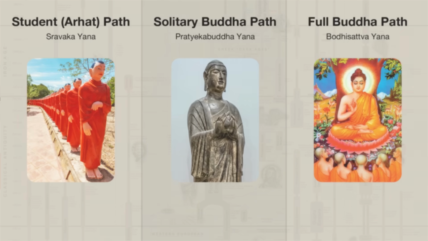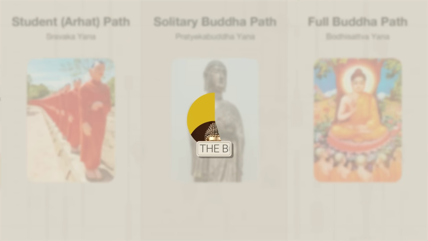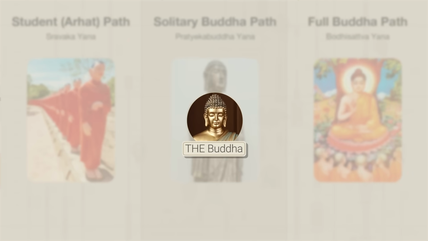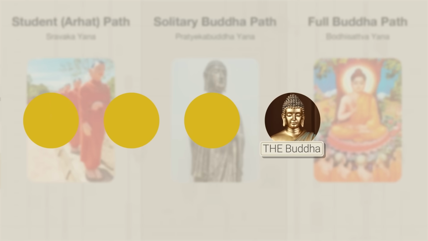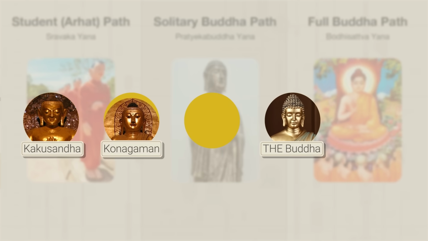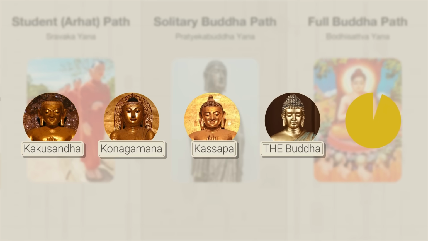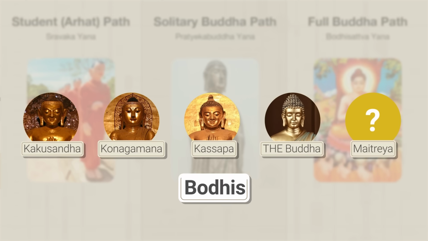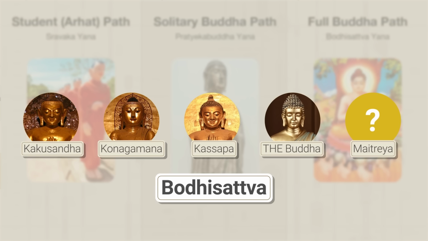Now, what a lot of non-Buddhists don't know is that the Buddha was not the only person to achieve full Buddhahood. The Pali Canon mentions 27 Buddhas by name, Buddhas who lived before the Buddha, the three most recent being Kakusanda, Konagamana, and Kassapa. It also talks about a future Buddha named Maitreya, which brings me to the word bodhisattva, which is a term that is used to refer to someone on the path towards becoming a full Buddha.